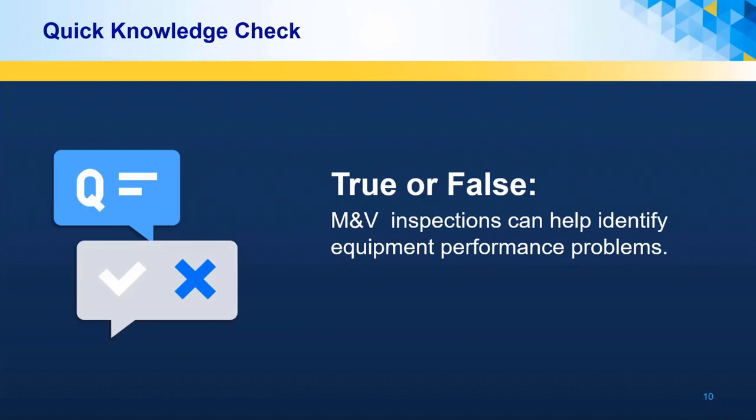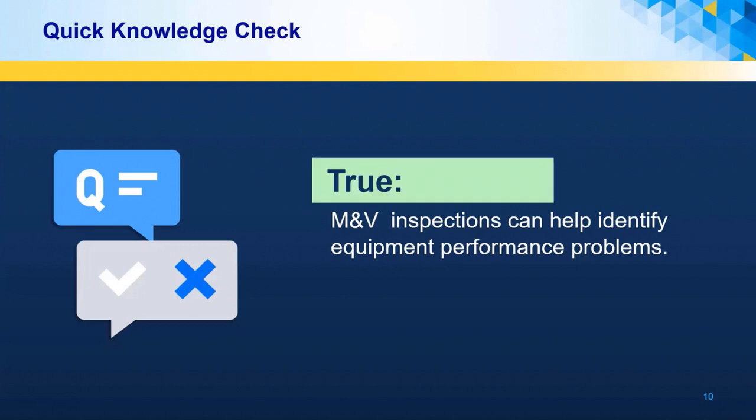Let's stop for a minute and review some topics that we've discussed. We will do this throughout the presentation to reinforce key principles. So true or false, measurement and verification inspections can help identify equipment performance problems. And the answer to that is true. Among other benefits we discussed, M&V inspections can help identify equipment performance problems.